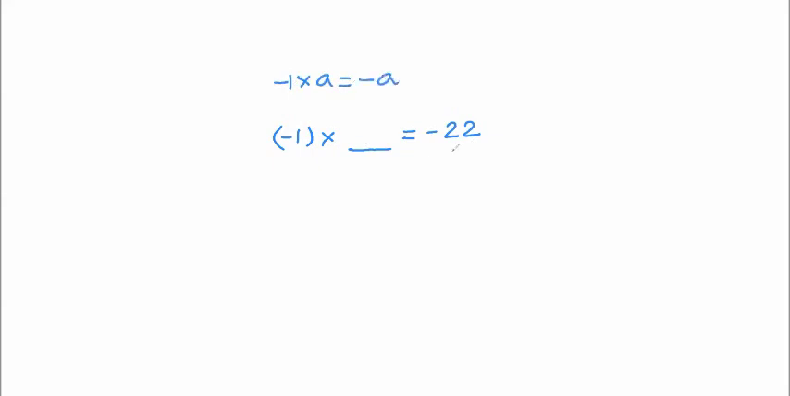Minus 1 into one integer is equal to minus 22. Now, what is this integer? We know that minus 1 into a is equal to minus a. So if minus a is minus 22, what is a? a has to be plus 22.